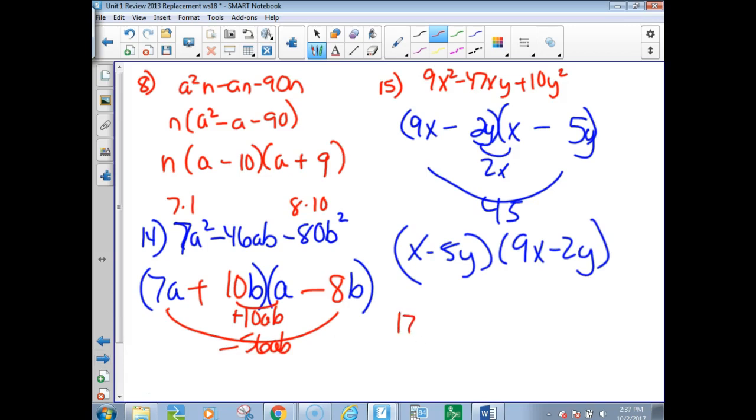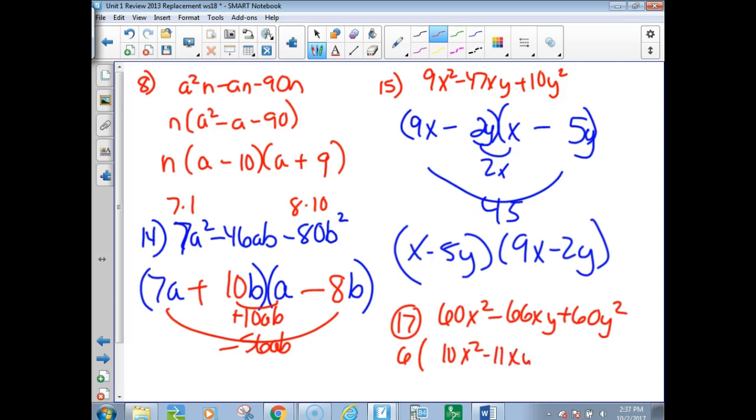17? 60x squared minus 66xy. What's in common to all three of these? All righty, let's get it out. So that's going to be 10x squared minus 11xy plus 10y squared. And it doesn't factor any further than that. I tried it.